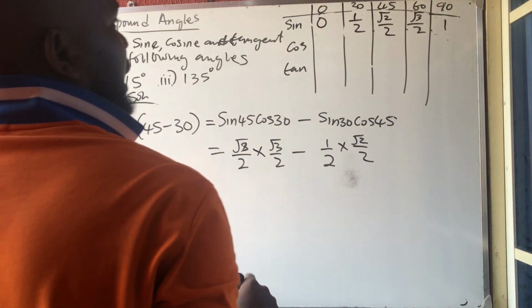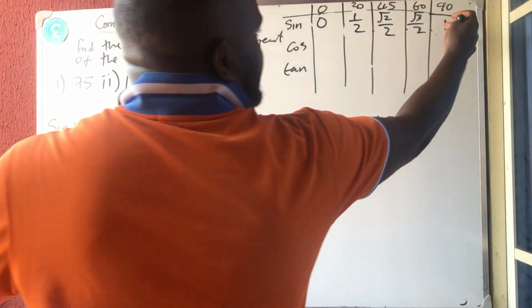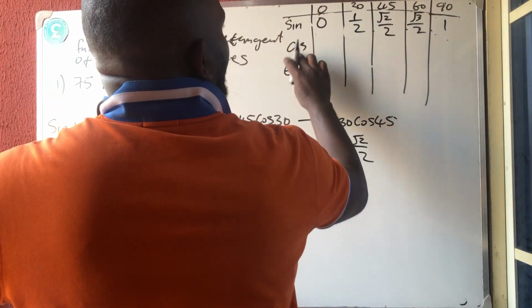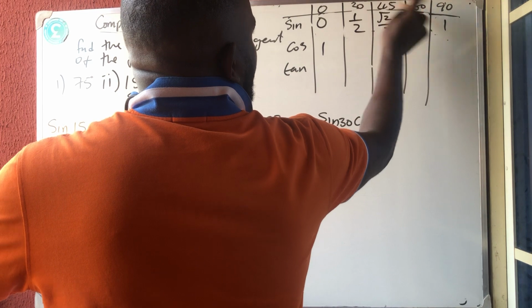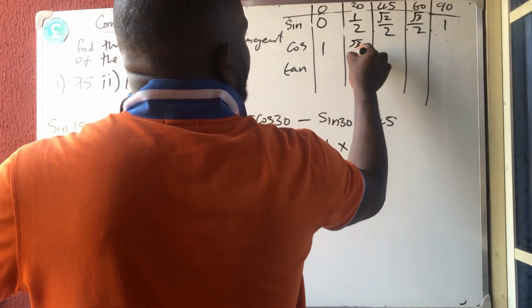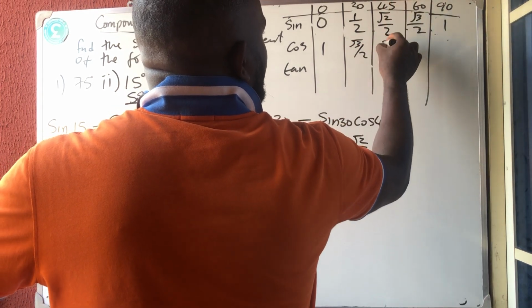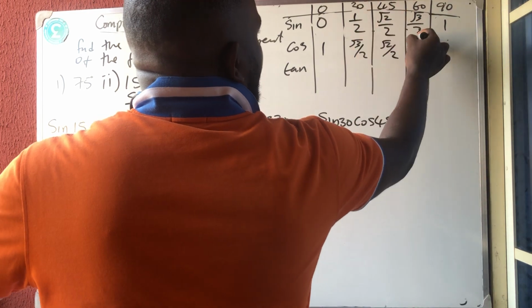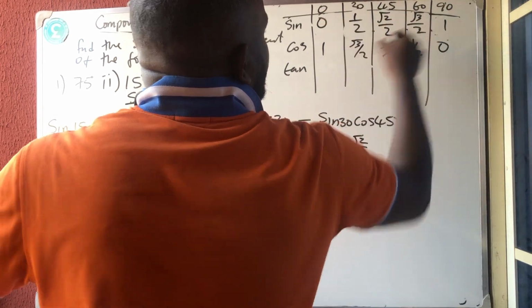Okay? Then for cos, you start writing it from the back here. Cos 0 is 1. Cos 30 is this one, root 3 over 2. This one is the same thing, doesn't change, root 2 over 2. Then you now have the 1 over 2 here, and finally 0 here.